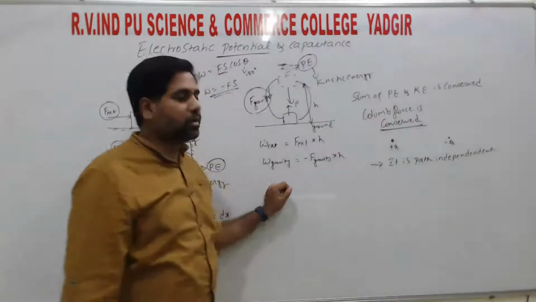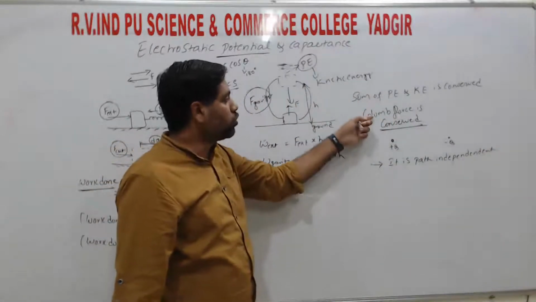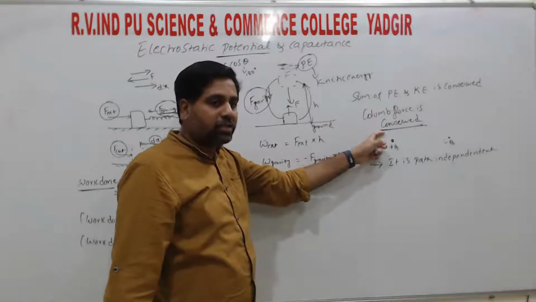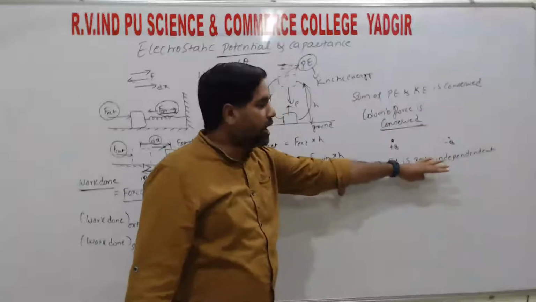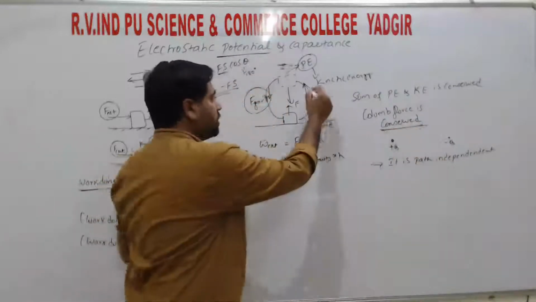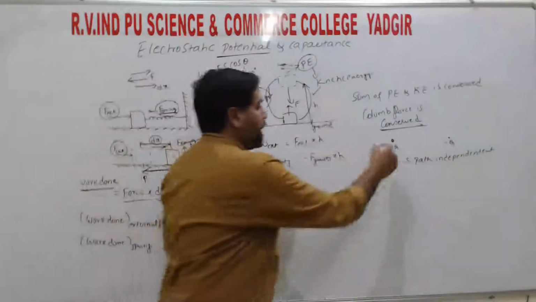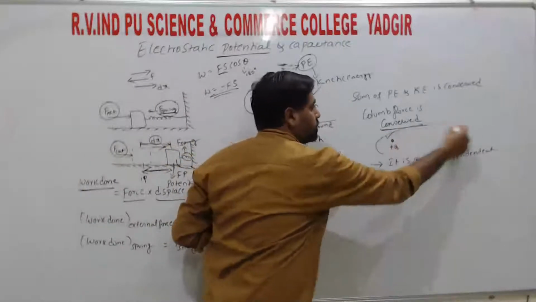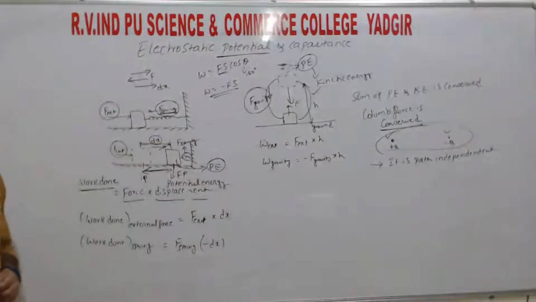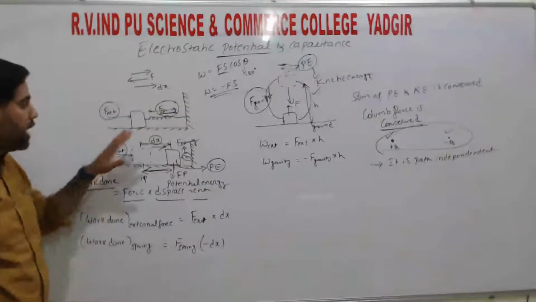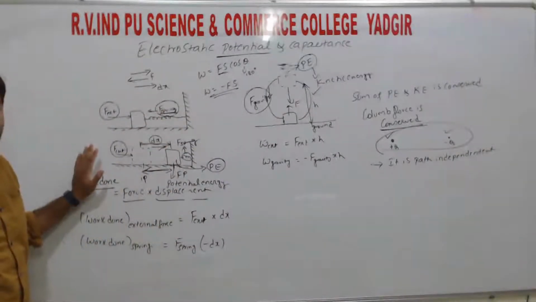Right? So these are the two points. Coulomb force is conserved in nature, and this Coulomb force is path independent, right? So we are going to discuss the same concept by applying it to Coulomb's force. We have the force, so we need to find the work done by applying the same concept, right?